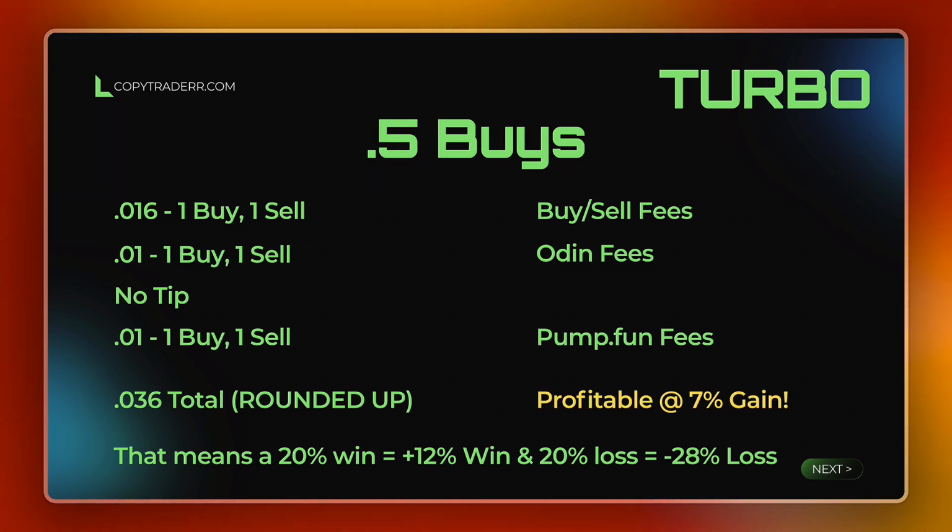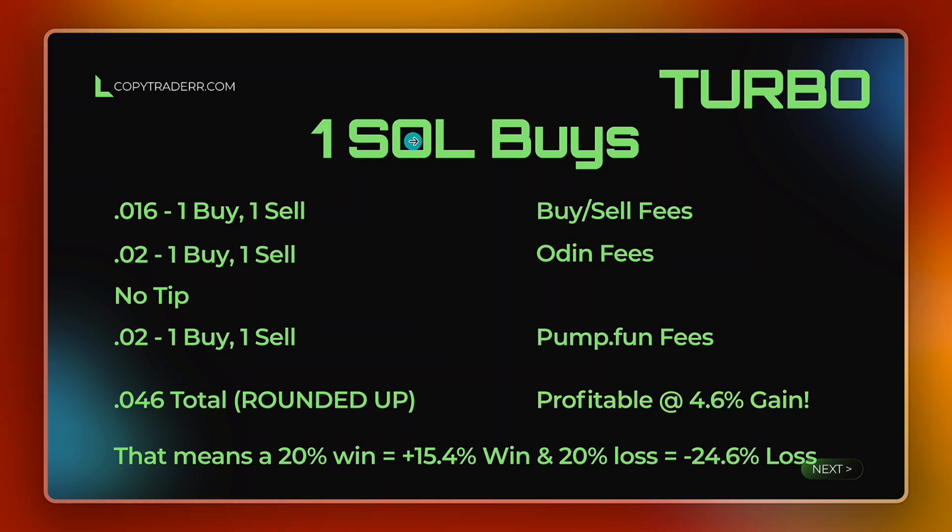So let's look at turbo with 0.5 buys. So then you're coming down to 7%, not that bad. But let's look at turbo with 1 Solana buys. You jump all the way down to being profitable after only 4.6% gain. Now that's really, really good. Don't let these numbers here scare you too much because you're still losing 24% and only making 15% on 20% win versus loss.